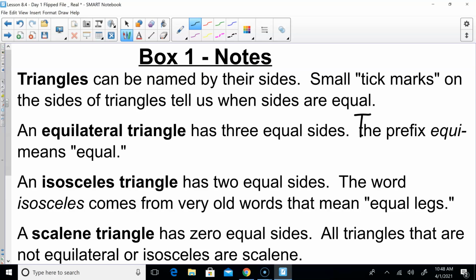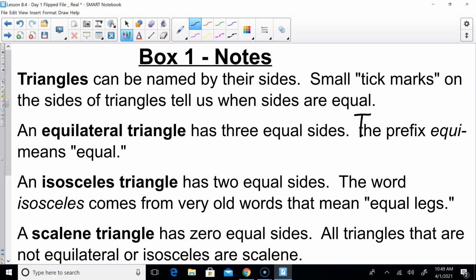An isosceles triangle has 2 equal sides. The word isosceles comes from very old words that mean equal legs. So if you think of isosceles as 2 legs, they have 2 equal sides. And a scalene triangle has 0 equal sides. All triangles that are not equilateral or isosceles are scalene. No, you cannot have one equal side. That's kind of a silly sentence, just like you can't have a bigger half, as we know from our previous lessons.